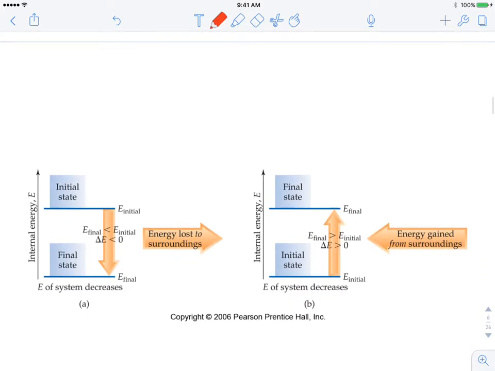Now, what I'm showing you here are these different types of changes, and this is just what we did on the previous slide. It's just a picture of it. So initial state and final state. This is of my system here. My change in energy here is less than zero. It's negative. Energy is going to be lost to the surroundings. Here, the final state is higher, so the energy change is greater than zero, and energy is gained from the surroundings. What we're really interested in is the system, because the system is what we're studying.